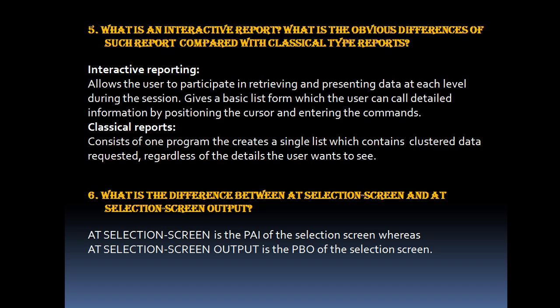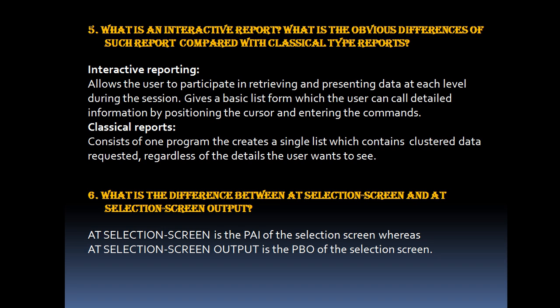Now interactive reporting is also called a drill down report. What happens in this is it allows the user to retrieve or to present the data at every level or at any point that he is required to find the data precisely during the session, and it also gives a basic list from which the user can get any detailed information by positioning the cursor. Like if there is one point of information that I'm looking for, I can just click on that to find what it is, right?